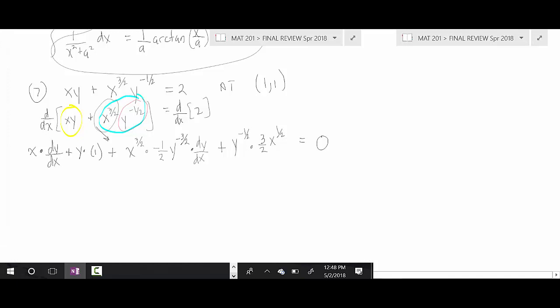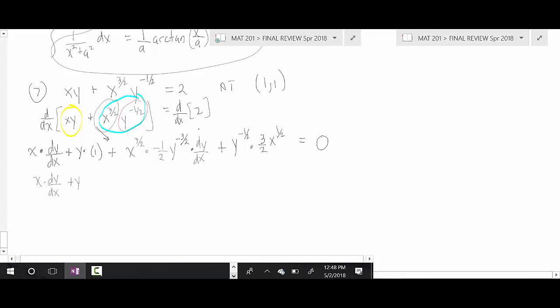Now, what I'm going to do in my next step is clean this up a little bit here. So I've basically got x. I'm going to write this as x times dy over dx plus y.